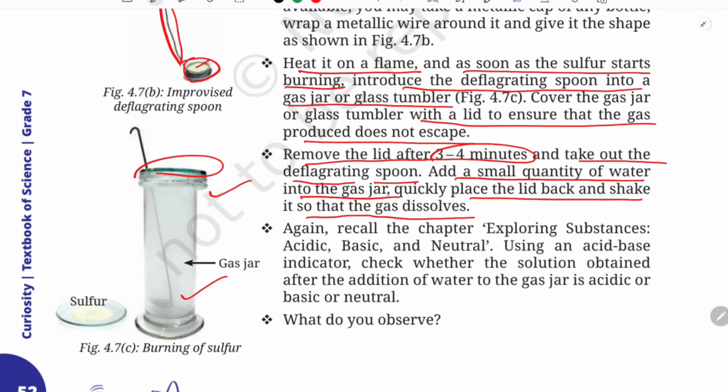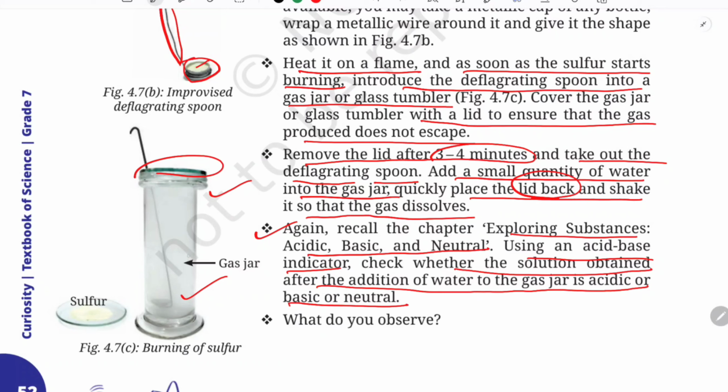Add a small quantity of water and quickly place the lid back and shake it so that the gas dissolves. So pour some water there, shake it, and quickly cover it again. Recall the chapter on exploring substances, acid, basic and neutral. Here you are again going to indicate the nature using an acid base indicator, that is a litmus paper, and check whether the solution obtained after adding water to the gas jar is acidic or basic.